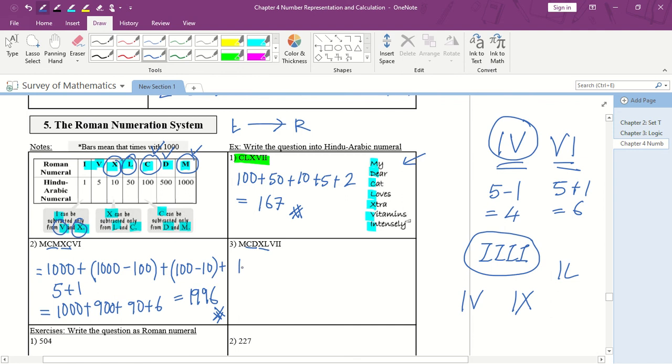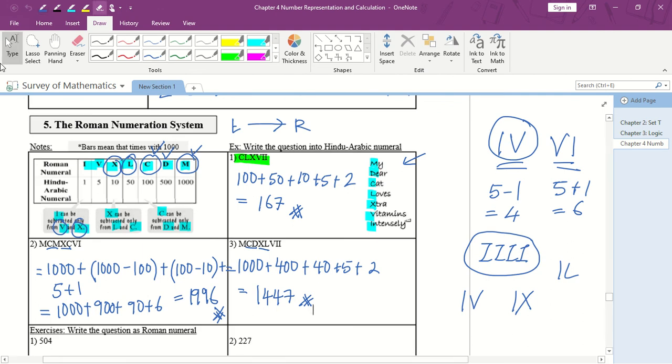Okay, so let's figure out what this is. M represents 1000. CD, which means 100 and 500, so 500 minus 100, which simplifies to 400. And the next one is XL, which means 50 minus 10, which gives you 40. And VII: V gives you 5, and II gives you 2. So in this case, we know that the answer here will be 1447.